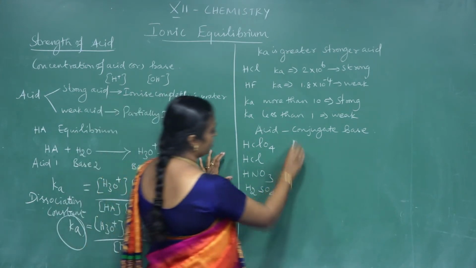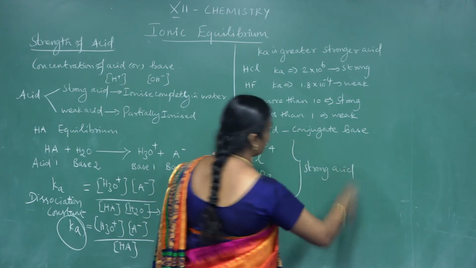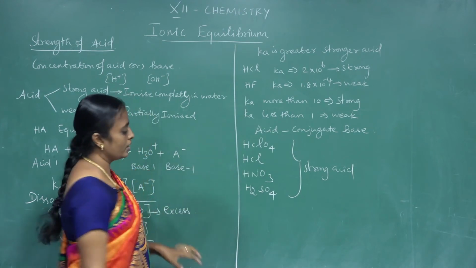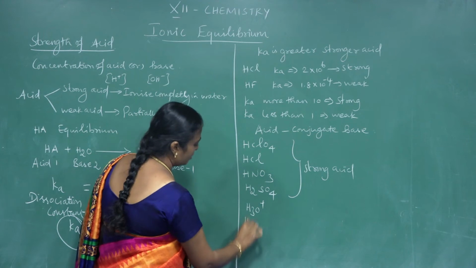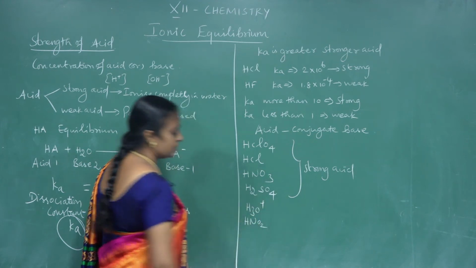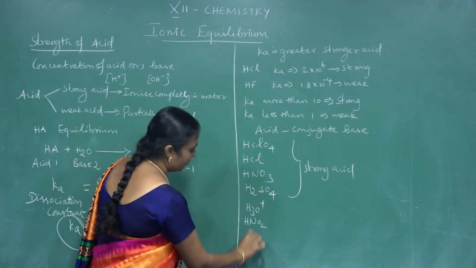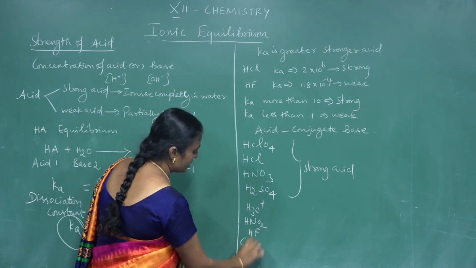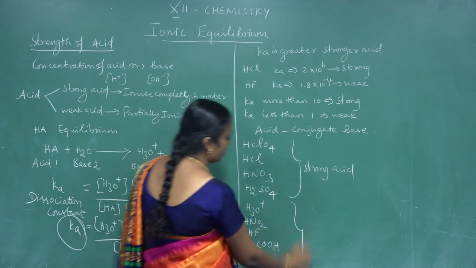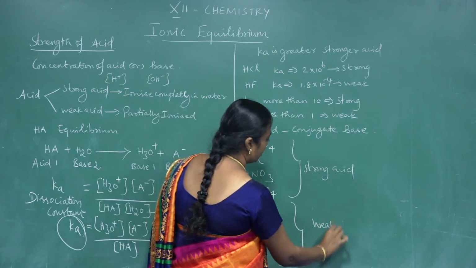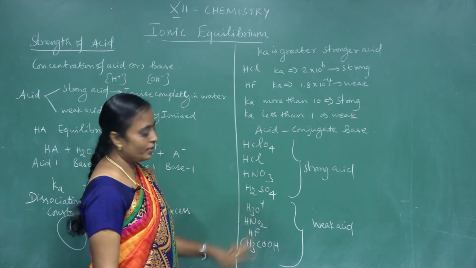Those we name as strong acid. This comes under the strong acid. In the same way, if you take hydronium ion, nitrous acid, or hydrofluoric acid, or CH3COOH, acetic acid, this comes under a weak acid. Weak acid, not strong, just a little bit weak acid.